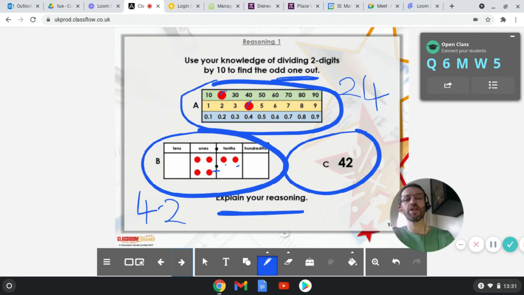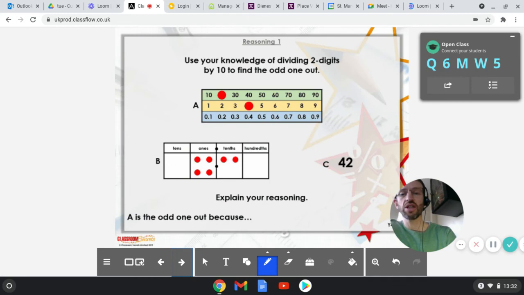Yeah, I'm going to go with the 24. I think that's the odd one out because 42 and 4.2 are the same thing. If you divide 42 by 10, you get 4.2. So I think the odd one out is 24 because the digits are the other way around. So we've got to explain our reasoning.